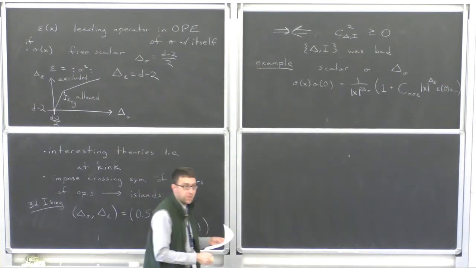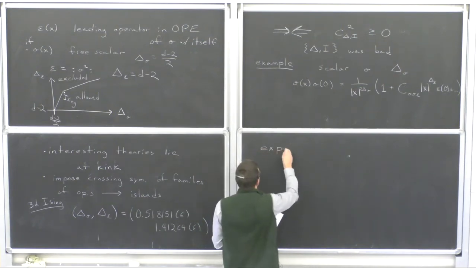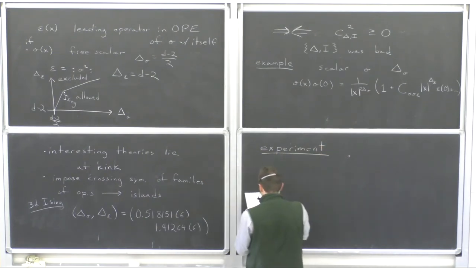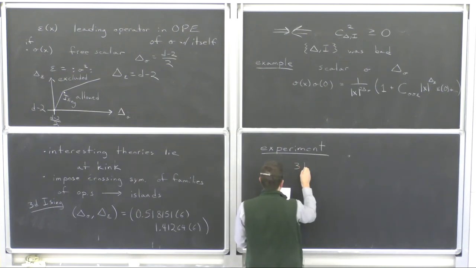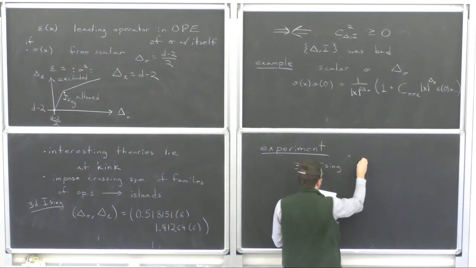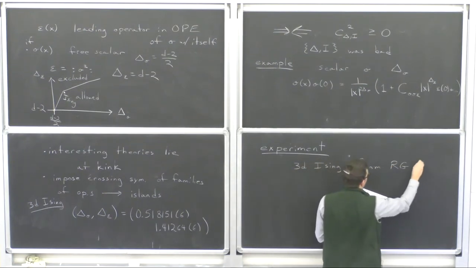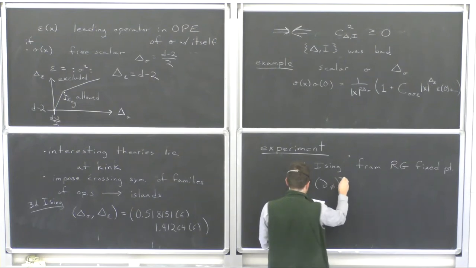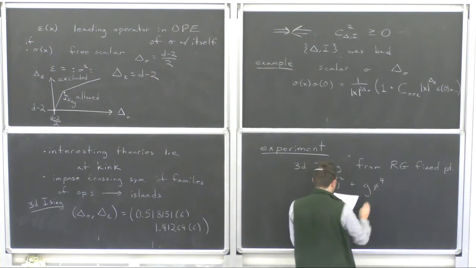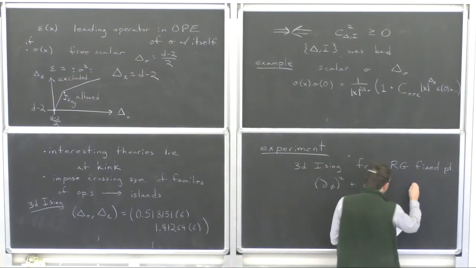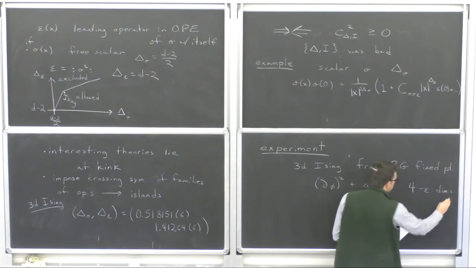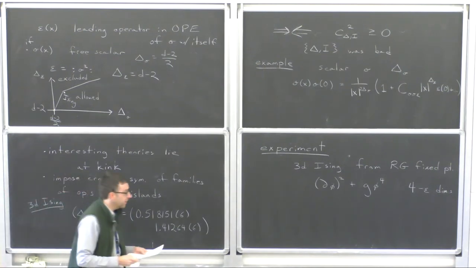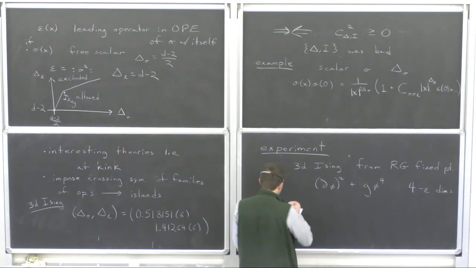Is this useful? It turns out it might be. So this guy, this is this 3D Ising model. You can get from the RG fixed point of this phi-4 theory. So instead of just a free scalar field, I add in a g phi to the fourth coupling in 4 minus epsilon dimensions. I do some kind of epsilon expansion and set epsilon equal to 1 at the end of the day. I know Nikolai Bobev was talking a bit about this last week, so I think you're somewhat familiar with this. Now, there's a generalization of this.